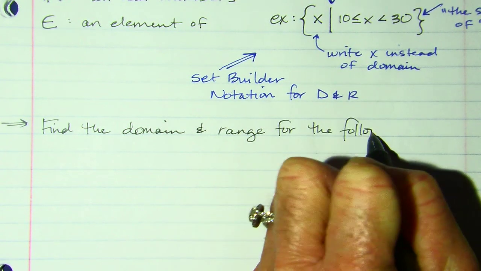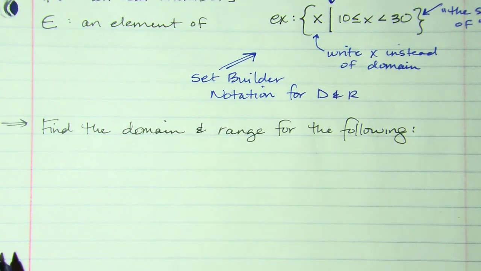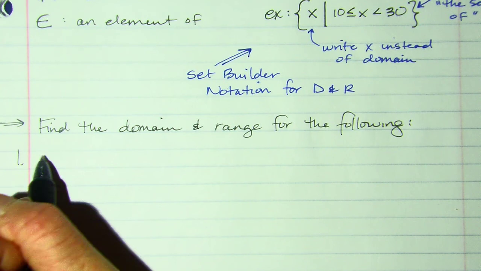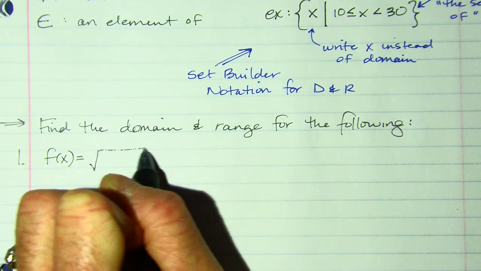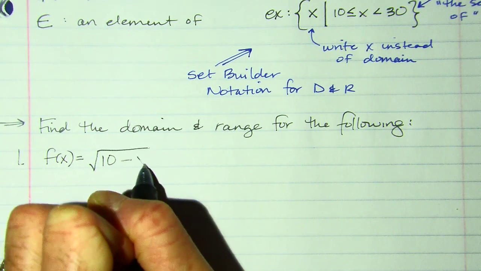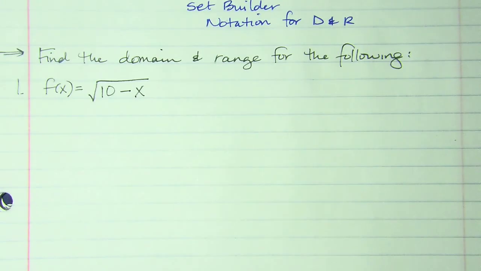Now these are functions similar to what you are going to see. So again, use my notes. So f of x equals the square root of 10 minus x. So this is the square root function.